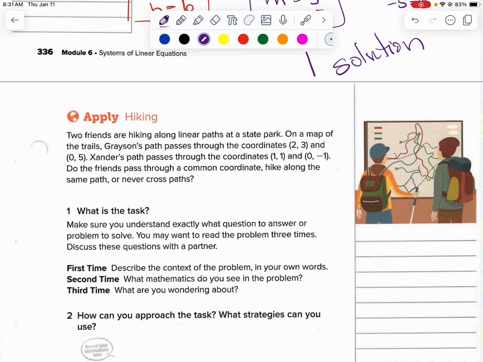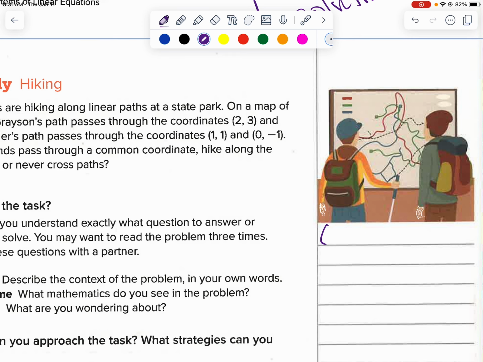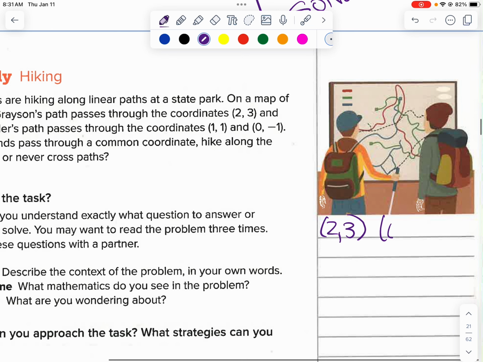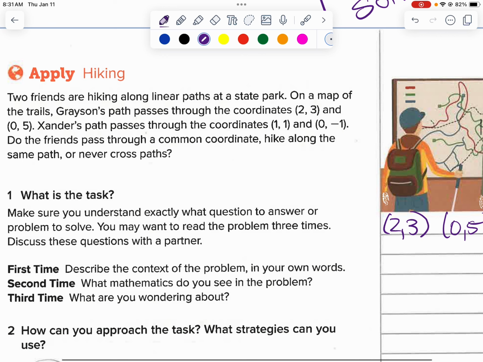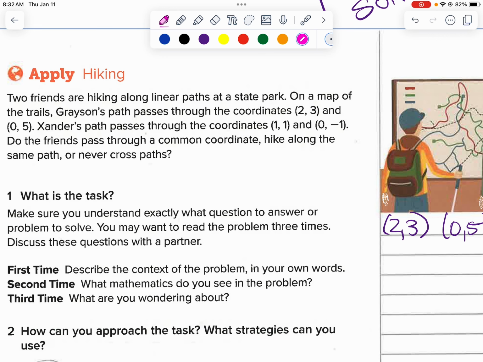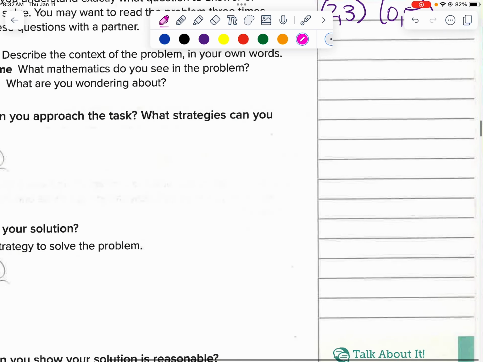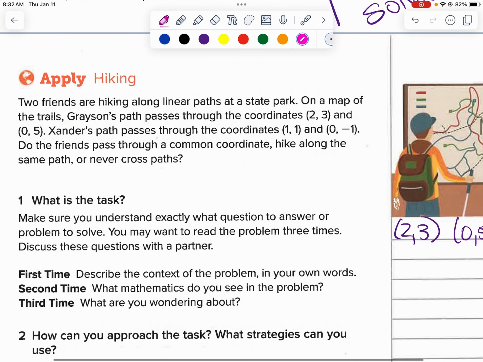Okay, so two friends are hiking along linear paths at a state park. On the map of the trails, Grayson's path has the coordinates, I'm going to write it over here, (2, 3) and (0, 5). Then Xander's path goes through the coordinates (1, 1) and (0, -1). Do the friends pass through a common coordinate?